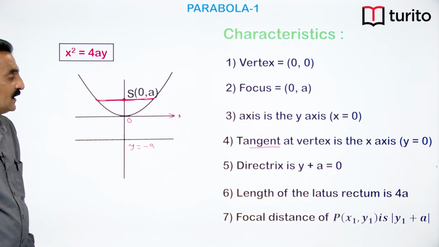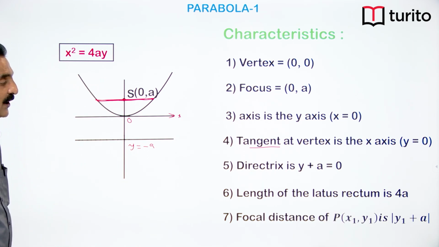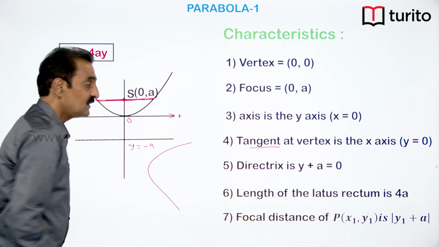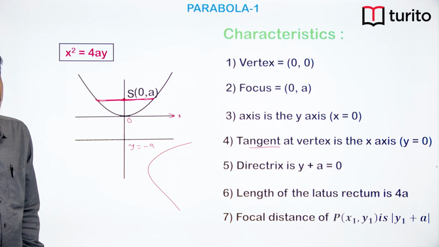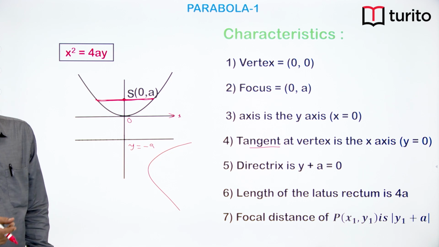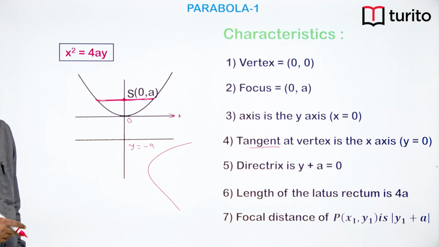Next, the focal distance of a point (x1, y1). In the previous formula, what did we get? For y squared = 4ax, the focal distance was |x1 + a|. Here, it will be |y1 + a|. x becomes y.